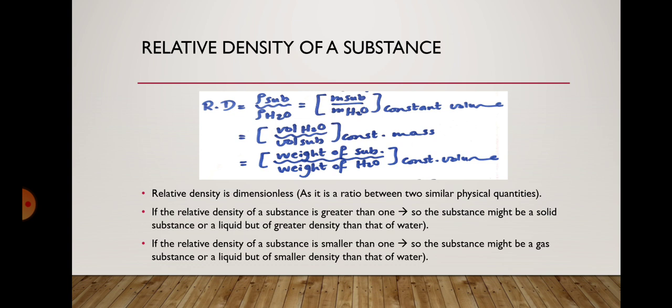If the relative density of a substance is greater than 1, the substance might be a solid or a liquid with greater density than that of water. And if the relative density of a substance is smaller than 1, the substance might be a gas or a liquid with smaller density than that of water. What is the value of the density of water? That's correct: 1 gram per centimeter cube, or 1000 kilogram per meter cube. We are going to use kilogram per meter cube, so the density of water, at constant temperature, will be equal to 1000 kilogram per meter cube.